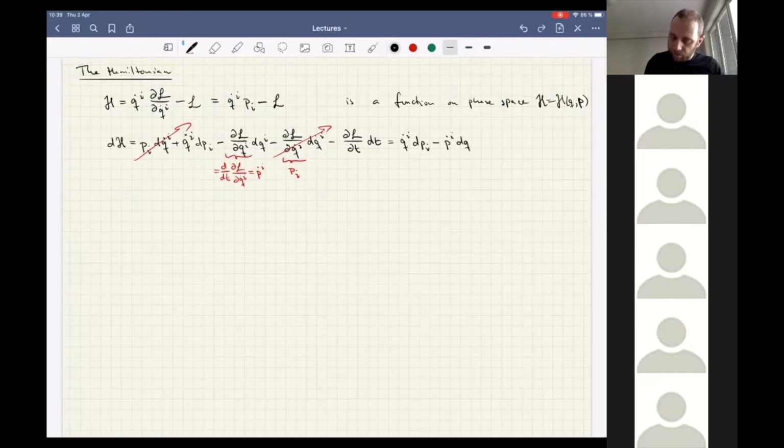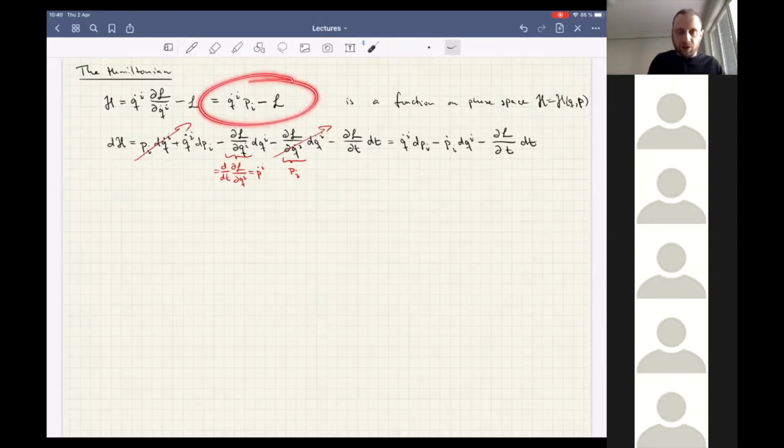Sorry, we should have the indices in the correct positions. And then this last term, I'm going to keep it as it was, the ∂L/∂t times dt. So this is the change in the Hamiltonian under a small change in phase space, as derived from the definition of the Hamiltonian in terms of the Lagrangian.